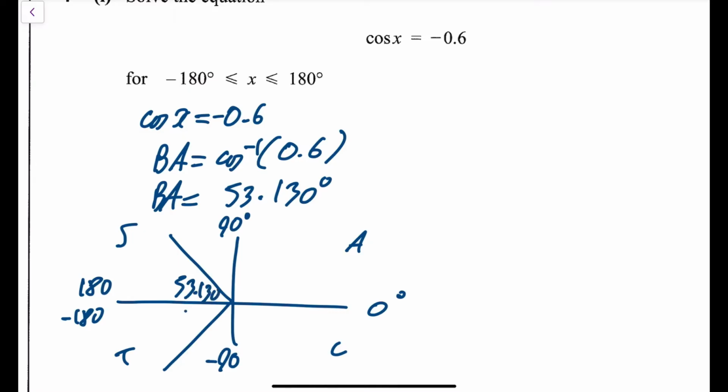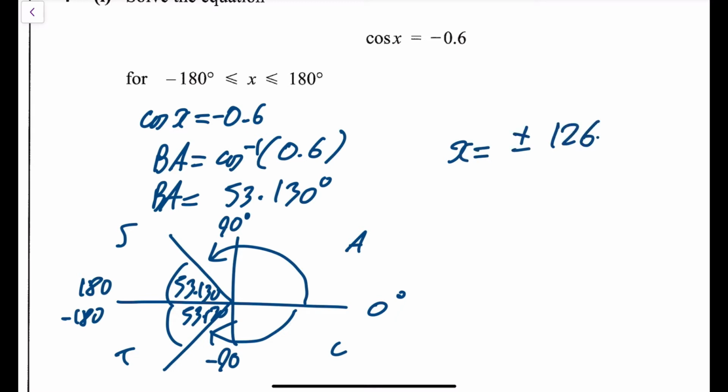What was it? 53.130. That's one of my answers, and that's my other answer. So here, my answers are going to be plus or minus. They're both the same, except one's the negative of the other. And it would be 126.87 degrees to 2 decimal places.